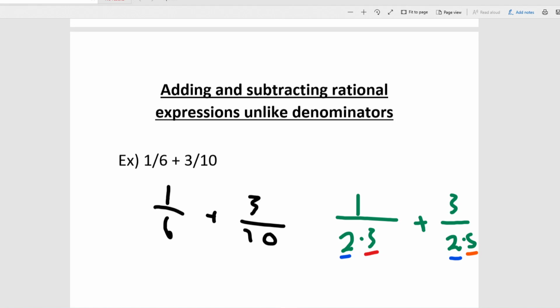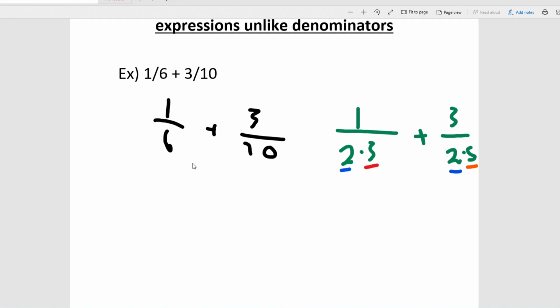Hey everybody. We have adding and subtracting rational expressions with unlike denominators this time. So I'm just going to do it with regular numbers first. I'm going to show it a little bit differently than you probably learned it in elementary school, and this new way is going to help us a lot. I started by writing some down so the video would go a little faster. So we have 1/6 plus 3/10.